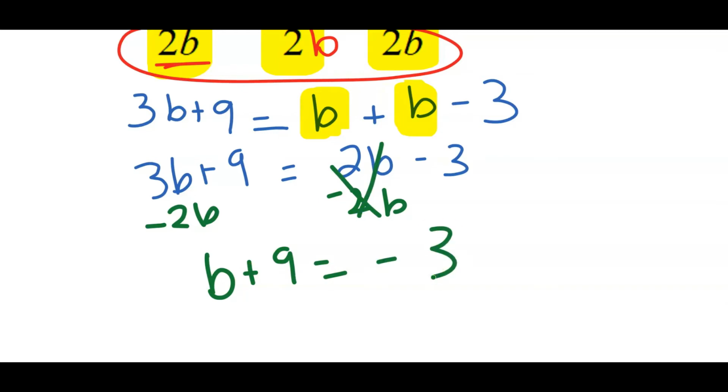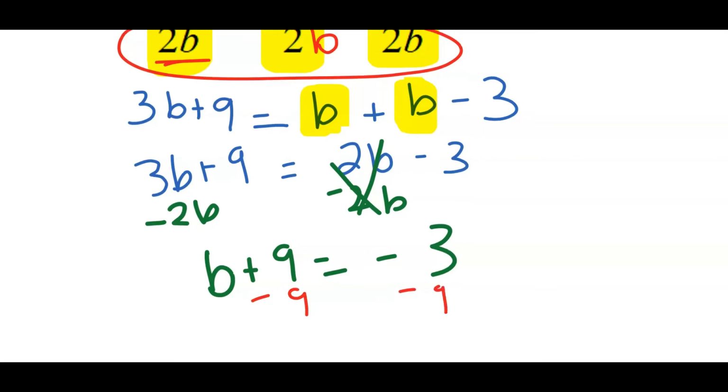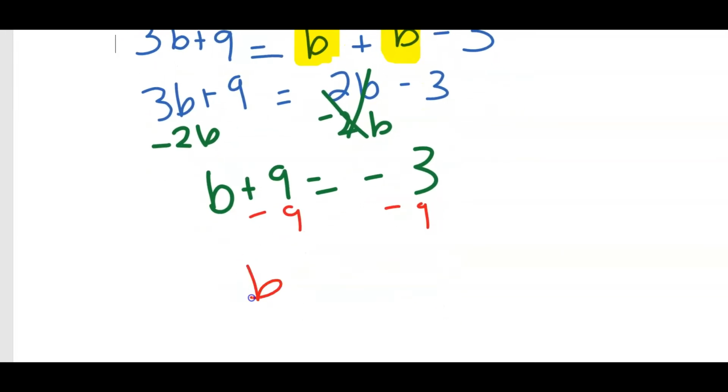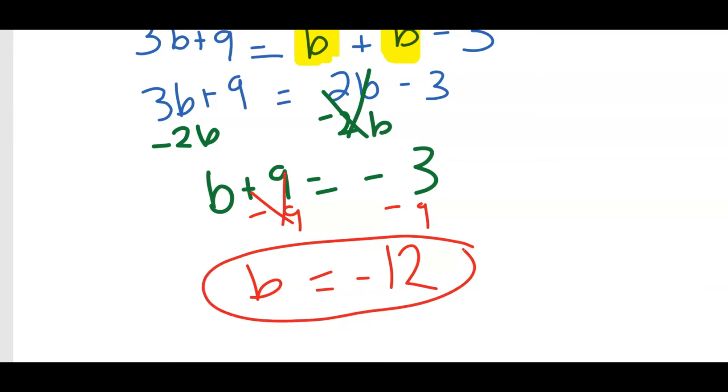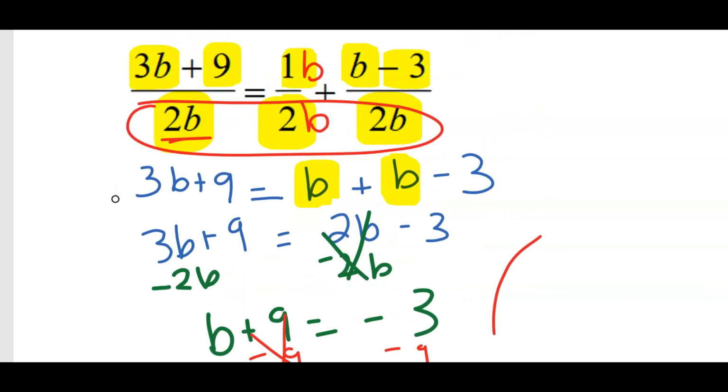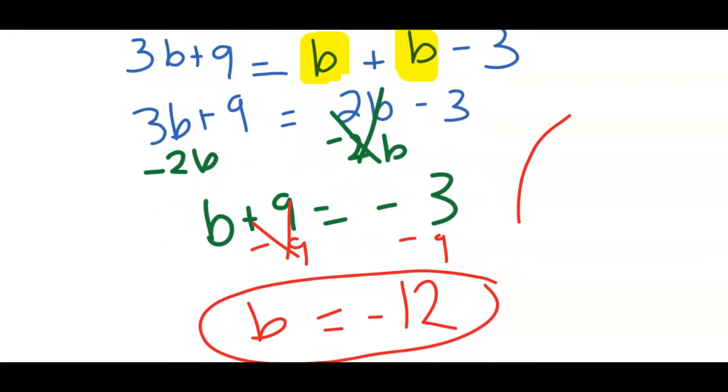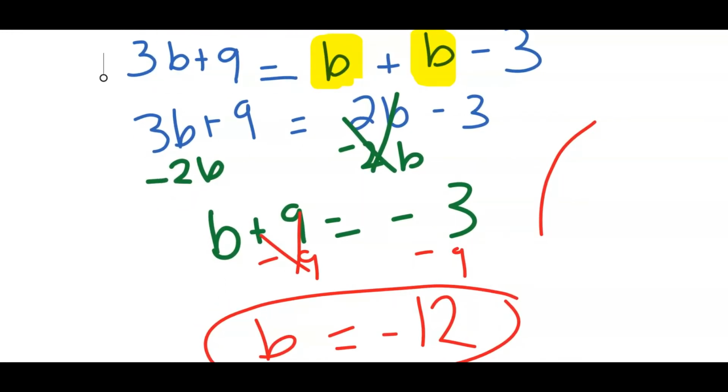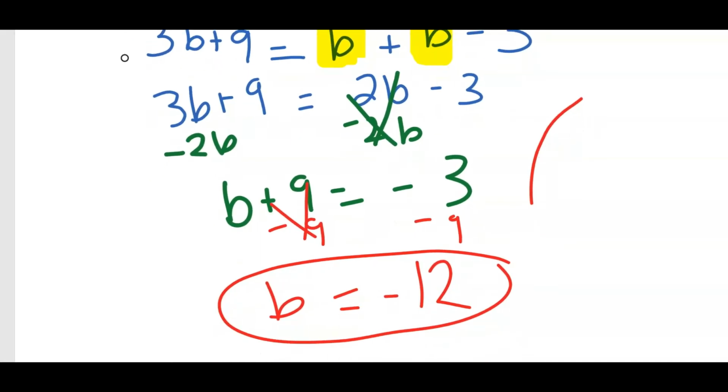So now I've got b plus 9 equals negative 3, and to finish solving this, I would just subtract 9 from both sides, and then my final answer is going to be b, because this cancels out, equals negative 3 minus 9, which is negative 12. That would be my solution to this equation. Okay, so that's how a very basic equation would look if I have to make these denominators match before I can do anything. But once they match, just look at your numerator, and it now becomes an equation, and you would just solve it for whatever the variable is.